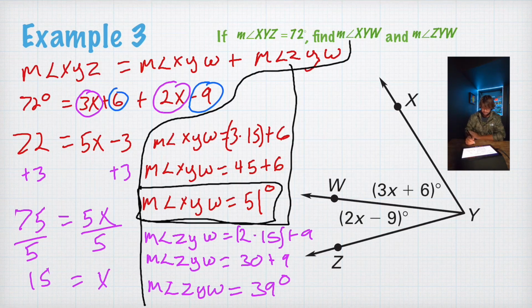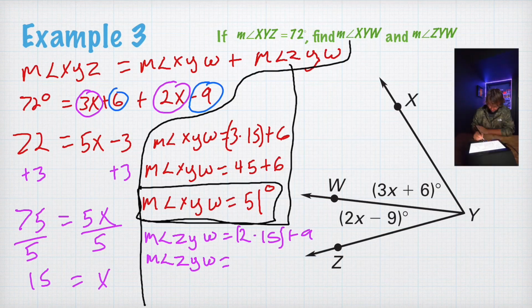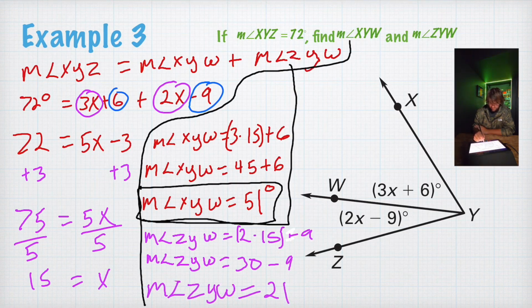Humbug. Nobody called me out on it. I can't believe you. It's not plus 9. It's going to be minus 9. Hey, we could start from here. Let me just... minus 9. So we have 30 minus 9. So the measure of angle ZYW equals 21.